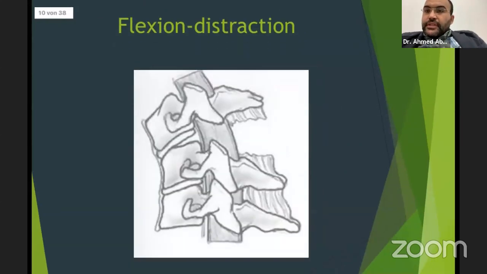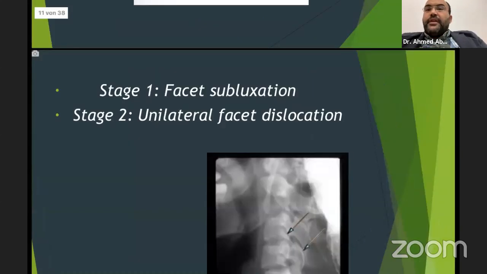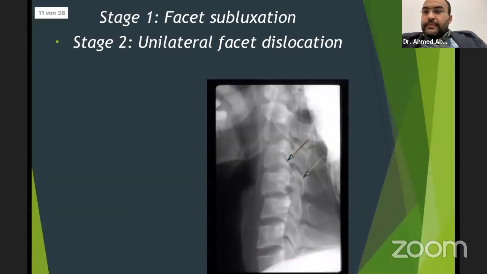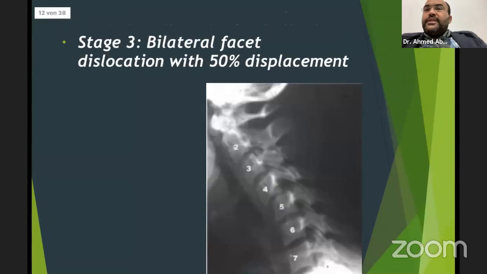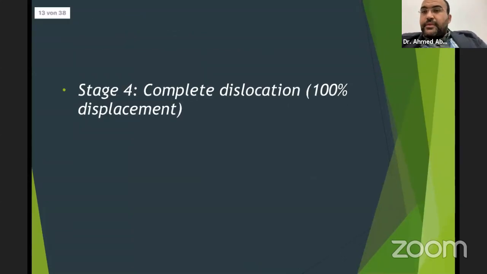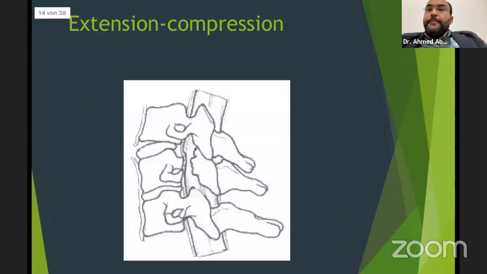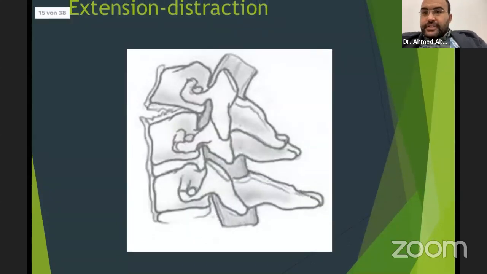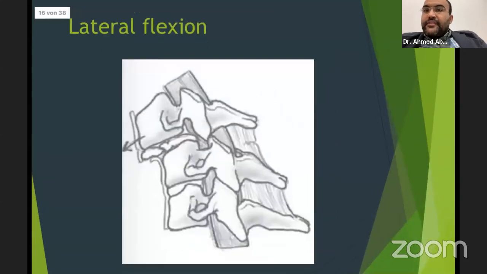The flexion distraction injury, which is similar to the chance fracture in the dorsal spine, in fact, can be subdivided into 4 stages. Stage 1 is the facet subluxation, stage 2 the unilateral facet dislocation, stage 3 the bilateral facet dislocation with 50% displacement, and stage 4 the complete dislocation with 100% displacement. Then comes the extension compression type, and here is the extension distraction type. And finally, the lateral flexion type.